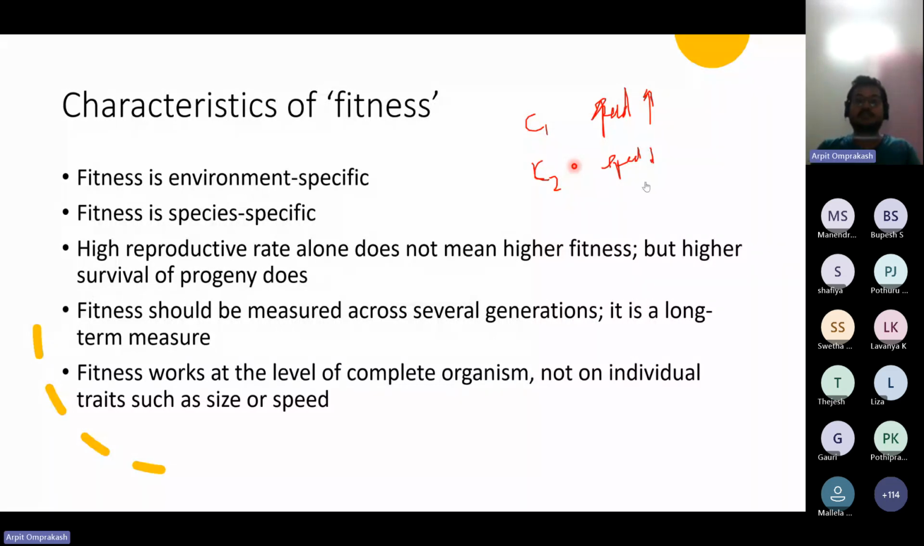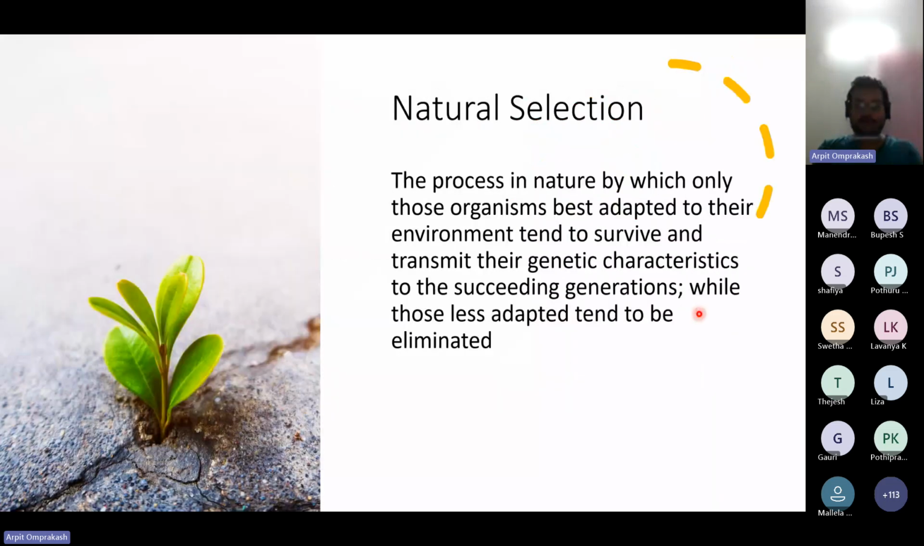Next, we come to natural selection. So what is natural selection? Natural selection is basically the process in nature by which only those organisms that are best adapted to their environment tend to survive and transmit their genetic characteristics to the succeeding generations, while those that are less adapted tend to be eliminated.